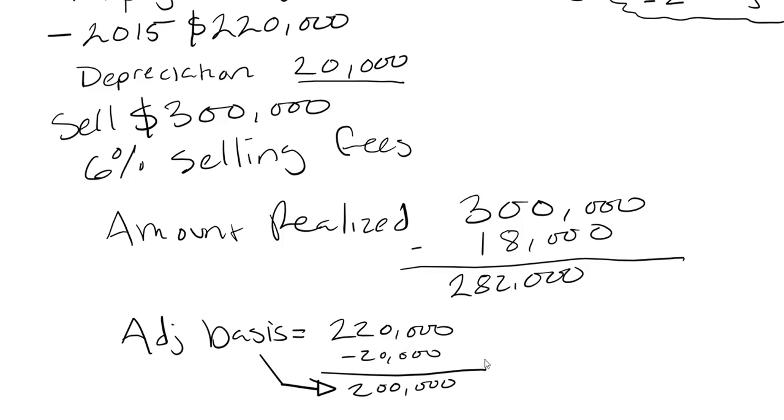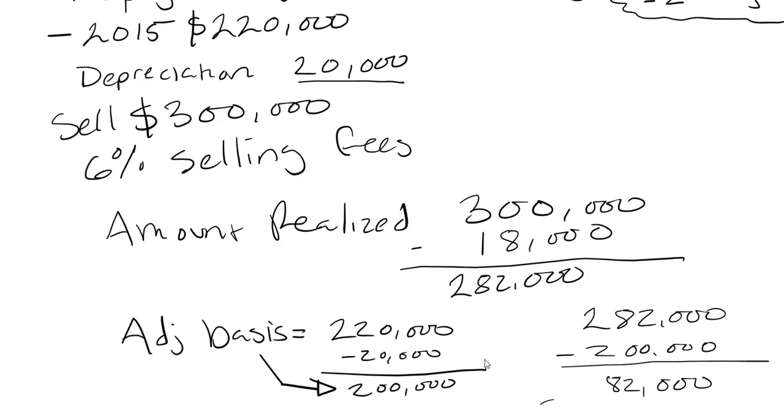And then you take that 200,000 of adjusted basis and you subtract it from the amount realized. So you take that 282,000 from here. You subtract out that 200,000, and what you're left with is an $82,000 capital gain. How we handle the taxes on this, we'll talk about that next.